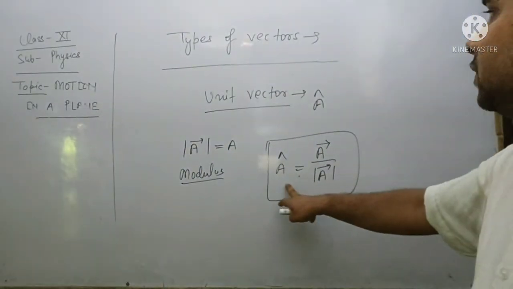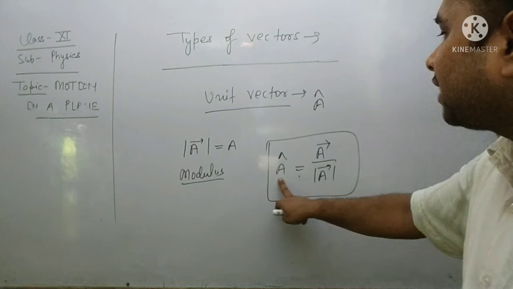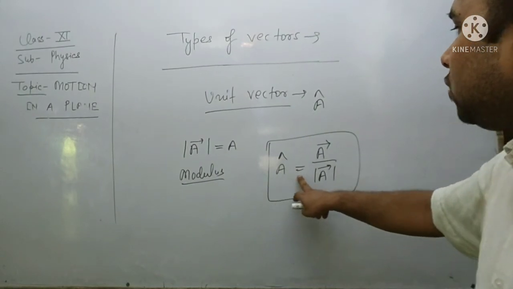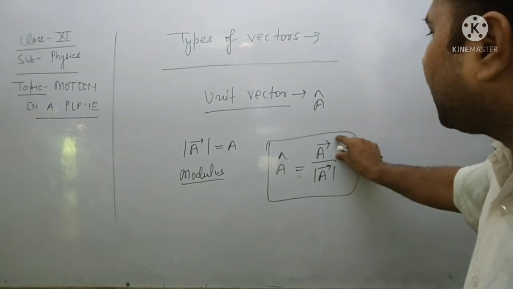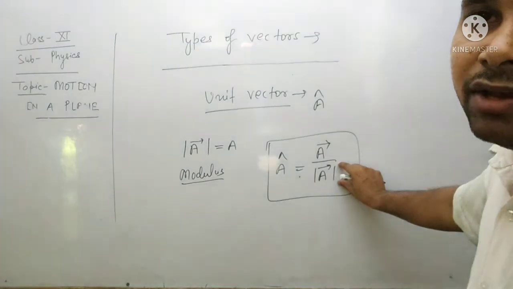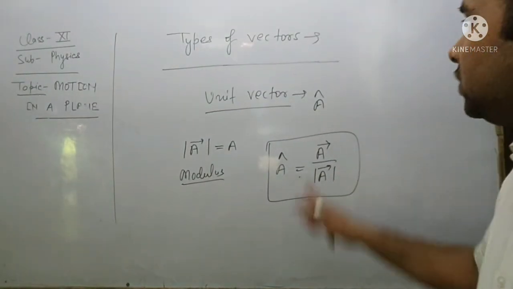So see here, what is the unit vector? The unit vector of a given vector is equal to the ratio of the vector to the magnitude of the vector. So this is the unit vector.